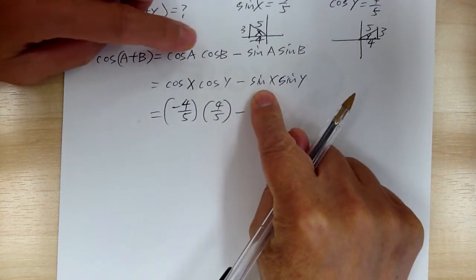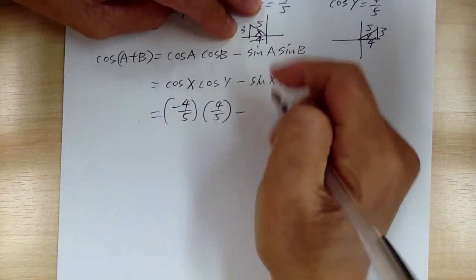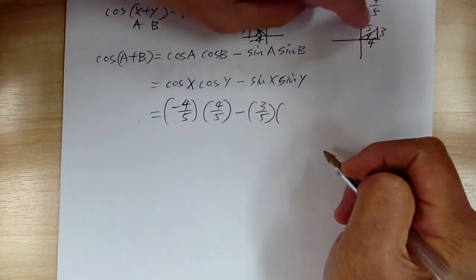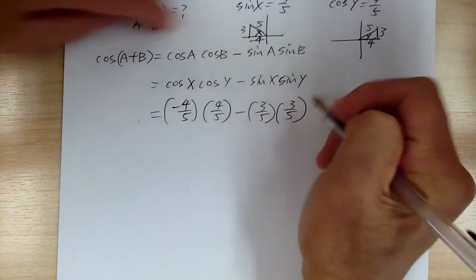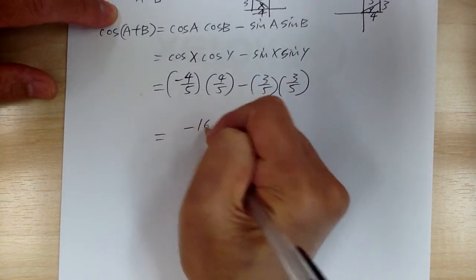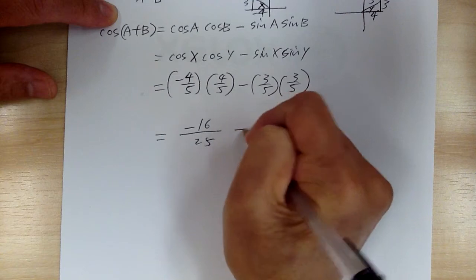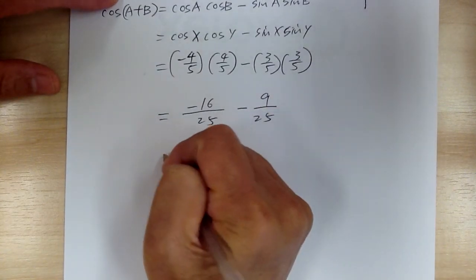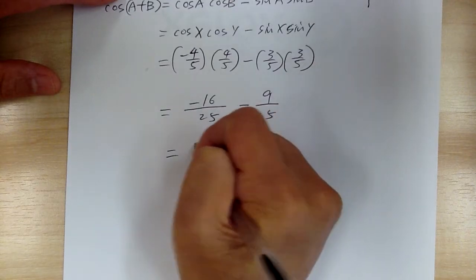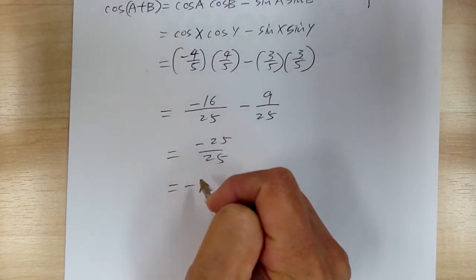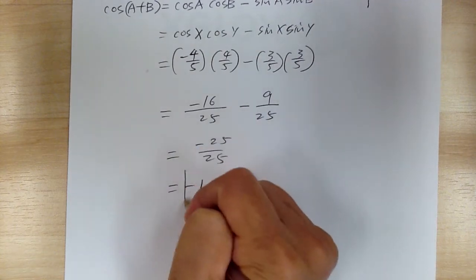Sine of x is this one here, so it'd be 3 over 5. Sine of y is this one here, so it's 3 over 5. Again, you should have a common denominator. So this is equal to negative 16 over 25 minus 9 over 25. And so this is equal to negative 25 over 25, equal to negative 1. And that's your answer.